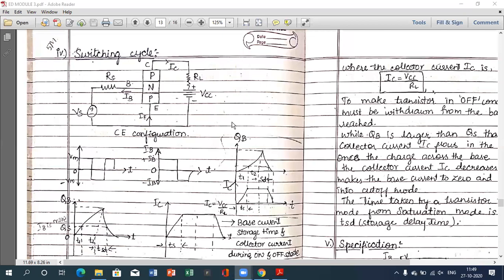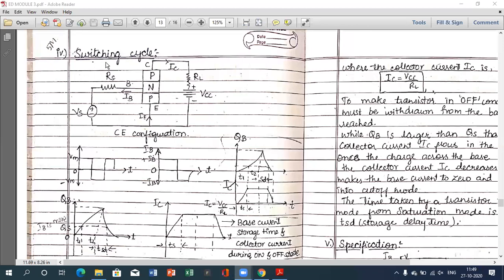So I'll just repeat in a few words, so that it will be a small introduction here. Let us consider one PNP transistor. It is operating in common emitter configuration. Using this, we are going to discuss the switching cycle.